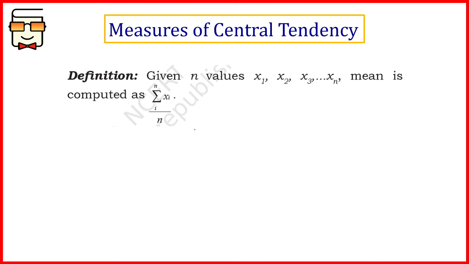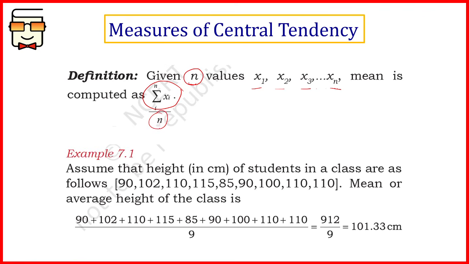So this is the formula for calculating the mean. If there are n number of values and each of these values are, say, x1, x2, x3 and so on till xn, then the mean will be given by the sum of all these n values divided by n. So if we have a question that says these are the heights of students that are present in a class and we want to find the mean.